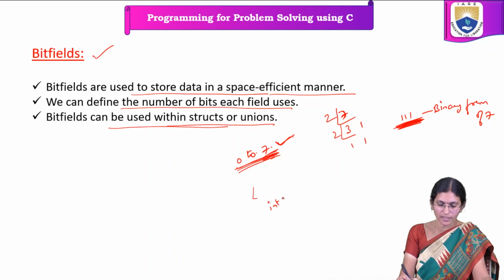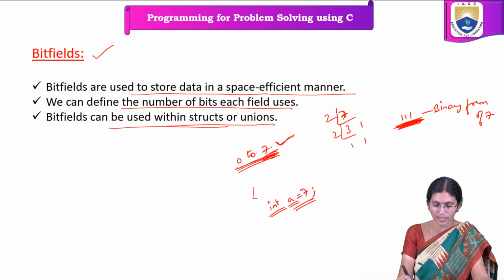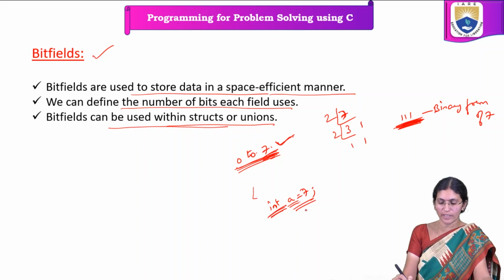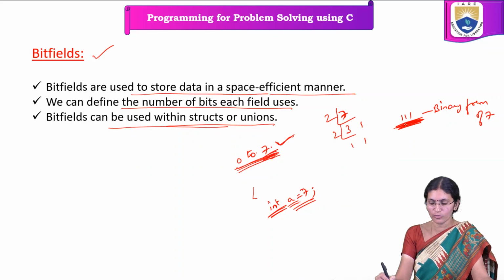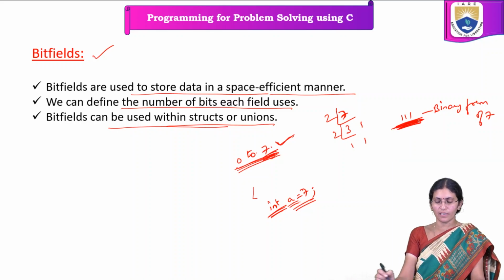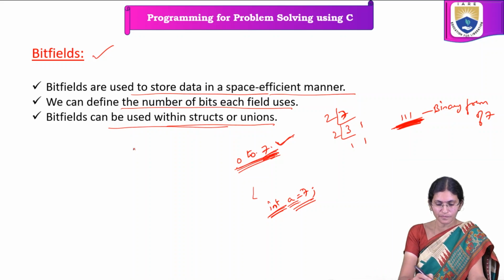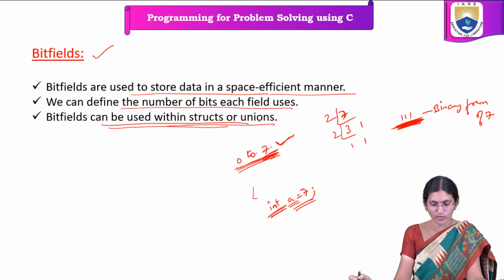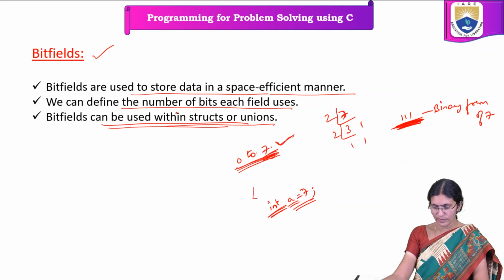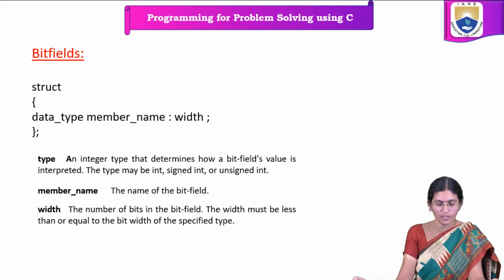But when we declare integer a and assign a is equal to 7, the compiler will allocate 4 bytes for this, because the data type of this variable is integer, and an integer requires 4 bytes. So instead of wasting the memory, by specifying the number of bits, we can actually save the memory. That is the concept of bitfield. These can be used within structures or unions, and we can define the number of bits each field uses. When we need to optimize the memory or use the memory efficiently, the concept of bitfield comes into the picture.